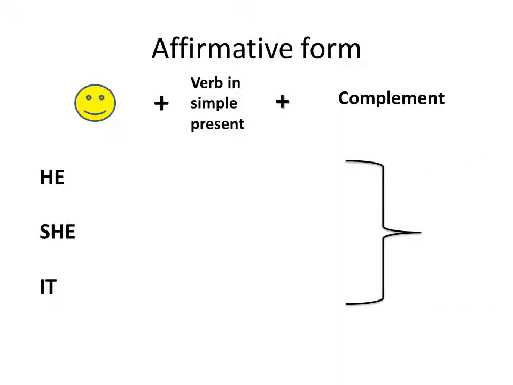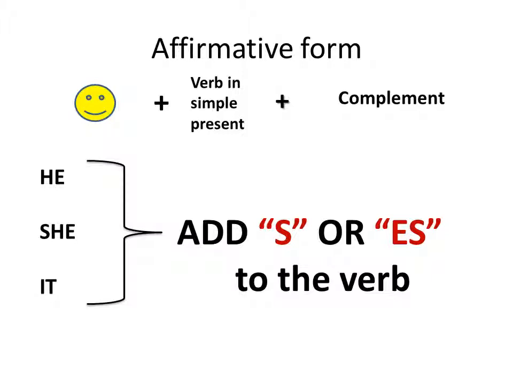Affirmative form. Okay, we're gonna start with the person first, plus the verb in simple present, plus the complement. Okay, but on those three persons, which is the third person of singular, we're gonna add our s or es to the verb, depending on the case. We're gonna give you some examples later.